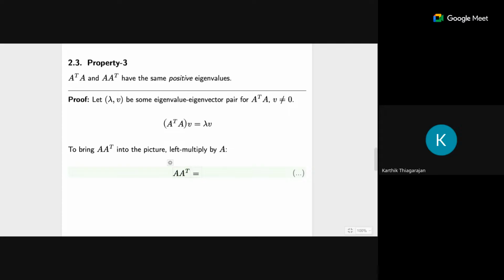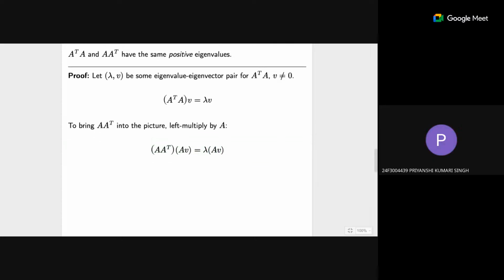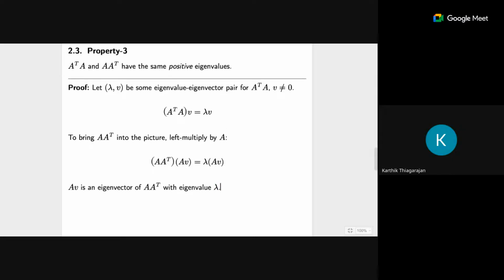So what will that lead to? You will get A A transpose A v. Remember, I'm just expanding the bracket and grouping it like this. So A A transpose into A v equal to lambda times A v. Now what do you observe? This is something into something equal to lambda times something. That means A v is an eigenvector of A A transpose with eigenvalue lambda. Actually, you need to qualify this statement: provided A v is non-zero.